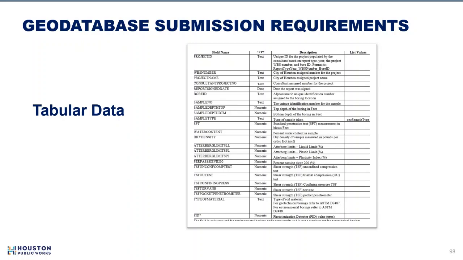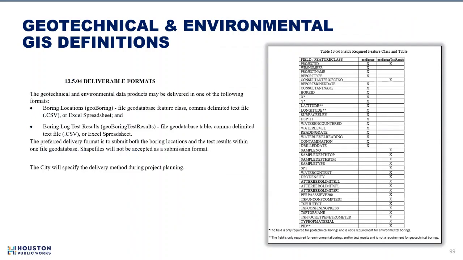Similarly, figure 11.12 shows the previous test results versus the current CSV or Excel format. Refer to table 13-46 and 13-47 illustrating the tabular attributes for the borings and the test result data, and refer to these tables for the specific data schema requirements. One other item included in Section 5 is table 13-56, which highlights further the checklist of attributes for the feature class and the tabular data.